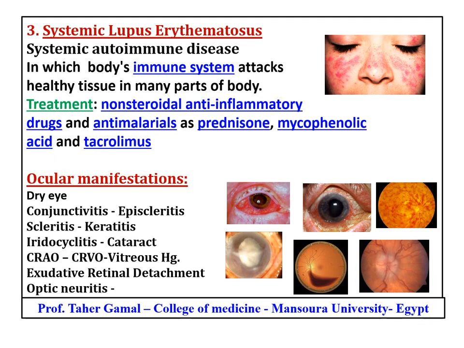Another collagen disease is systemic lupus erythematosus, a systemic autoimmune disease in which the body's immune system attacks healthy tissue in many parts of the body. The treatment is by non-steroidal anti-inflammatory drugs and antimalarials, as well as prednisone, mycophenolic acid, and tacrolimus. The ocular manifestations of systemic lupus erythematosus are dry eye, conjunctivitis, episcleritis, scleritis, keratitis, iridocyclitis, cataract, central retinal artery occlusion, central retinal vein occlusion, vitreous hemorrhage, exudative retinal detachment, and optic neuritis.